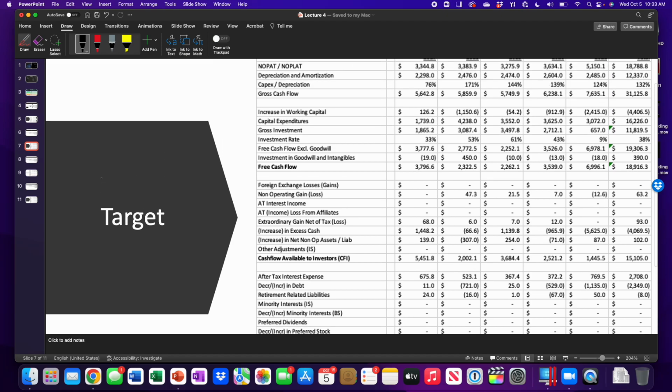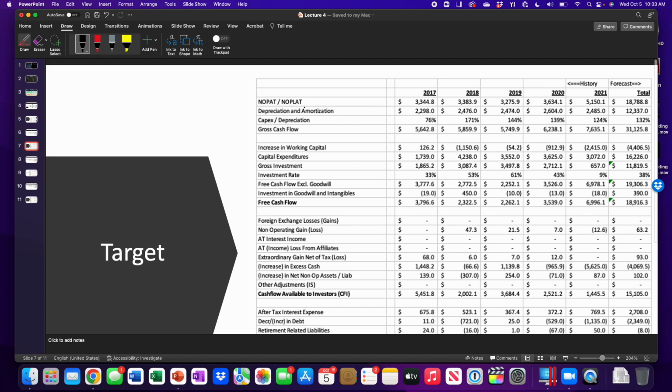Over the 5 years, Target generated $18.9 billion worth of free cash flow. They did that by generating $31 billion worth of cash from the income statement, gross cash flow. They reinvested $11.8 billion into the balance sheet. That was an overall 38% reinvestment rate, which led to $19.3 billion of free cash flow before goodwill. They spent about $490 million on intangibles over the 5 years, almost all of it in 2018, to generate $18.9 billion worth of operating free cash flow.